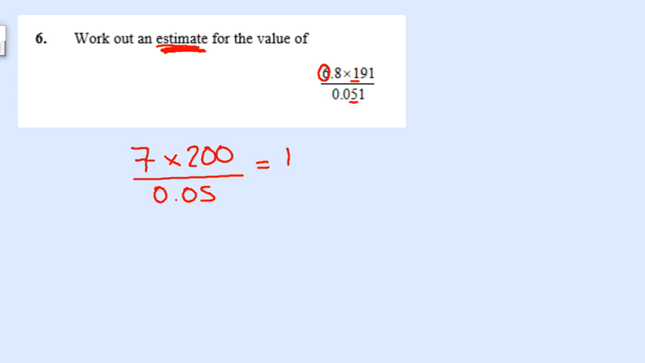Simplify the top and you end up with 1400 over 0.05. And I don't really want to have a decimal on the bottom. I don't like it. It's hard to divide with, so I'm going to try and get rid of that. So I'm going to find an equivalent fraction. I'm going to do that by multiplying the bottom by 100 to get rid of the decimal, which gives me 5. That means I've also got to multiply the numerator by 100, which then gets me 140,000.